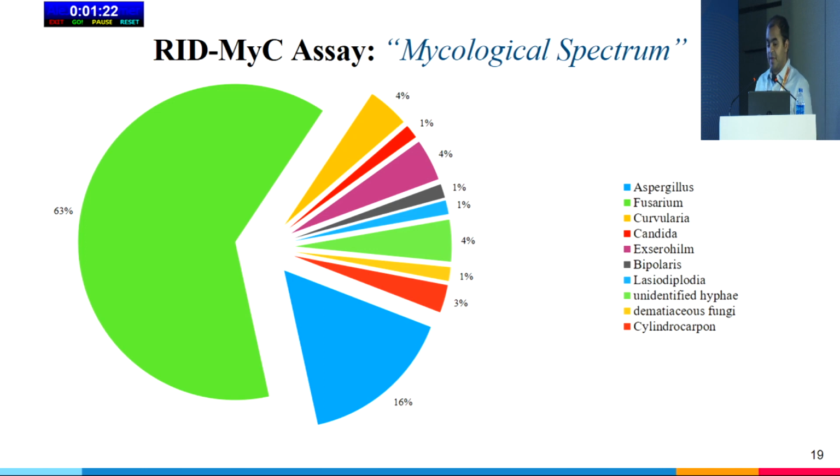This shows the mycological spectrum of the species detected by the RID-MYC assay in clinical specimens. It was able to detect Aspergillus, Fusarium, Curvularia, Candida, Exserohilum, Bipolaris, Cylindrocarpon, and even dematiaceous fungi. We did not come across a species which was not detected with this assay.